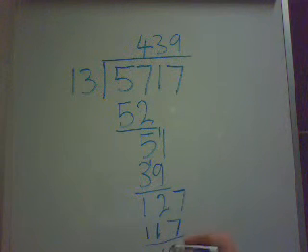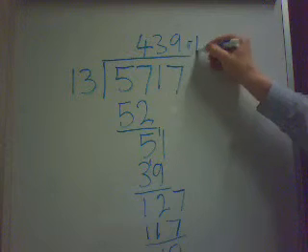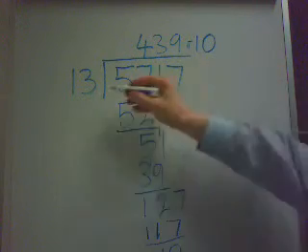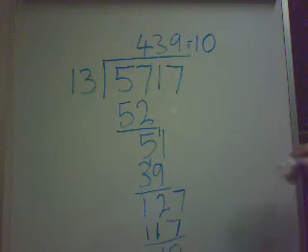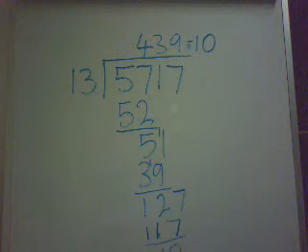So that leaves us with a remainder of 10, which we could divide by 13 to give us the decimal places that follow, but that's fine as it is.